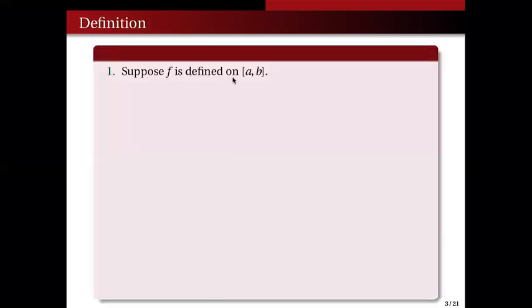Suppose f is defined on the interval AB. So in here, your function could be something like this. You have something here and then here. So there's a hole in here, but here there's no hole. Maybe there's a hole on this part, but it has a value somewhere else. Okay. So this is your A, this is your B. So this is the interval we are interested in.